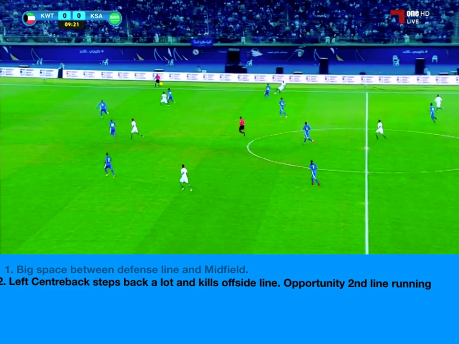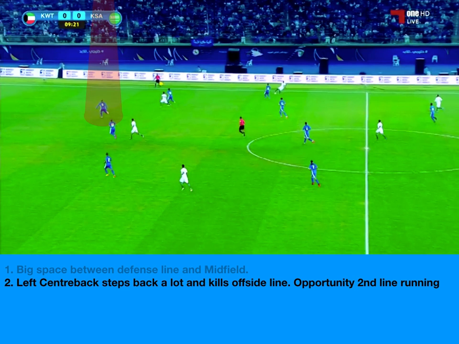The second issue is that in this case their left center back always steps back. That means he cuts the offside line, he opens the offside line, and it gives huge opportunities for second line running, deep running, and putting the ball behind the defense line in those open spaces. Those 2 issues, in my opinion, were the biggest issues, and those are also big opportunities for the Oman team to exploit.